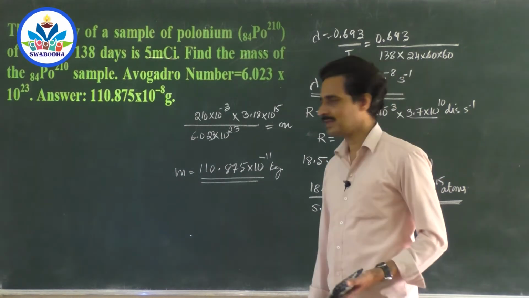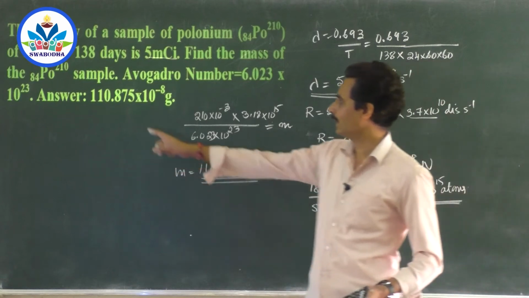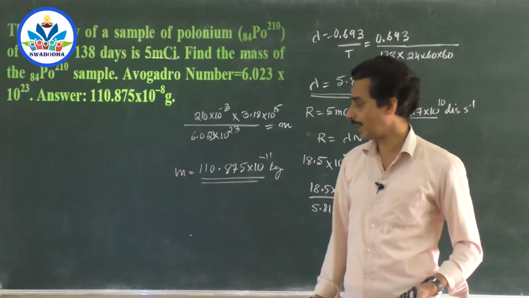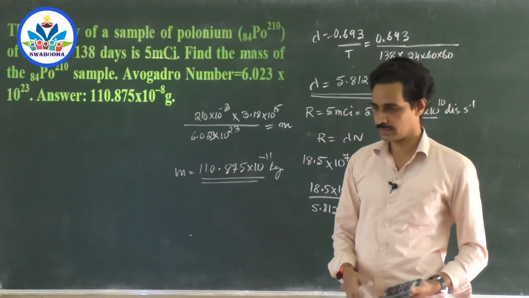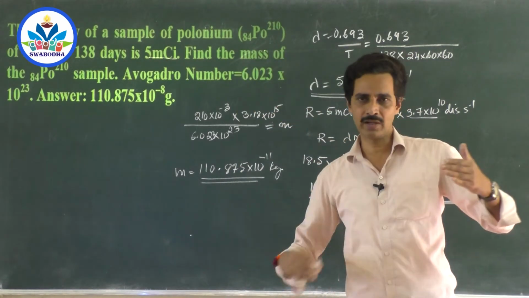So 110.875 into 10 to the power minus 11 kg, or 110.875 into 10 to the power minus 8 grams. So this is the mass of the sample. So you must have an idea of how this problem is carried on.